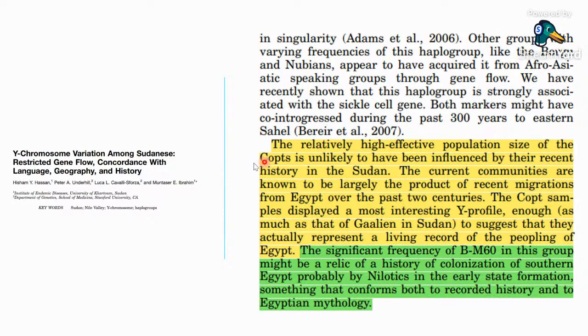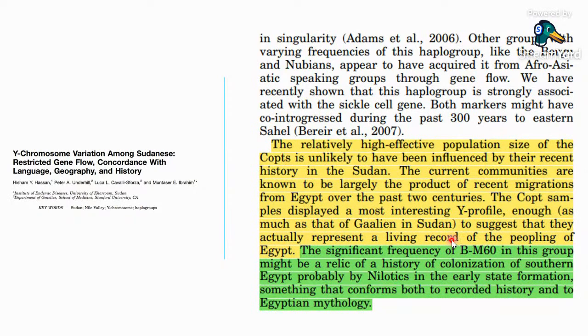It says the relatively high effective population size of the Copts is unlikely to have been influenced by their recent history in the Sudan. The current communities are known to be largely the product of recent migrations from Egypt over the past two centuries. The Copt samples displayed a most interesting Y profile, enough to suggest that they represent a living record of the peopling of Egypt.